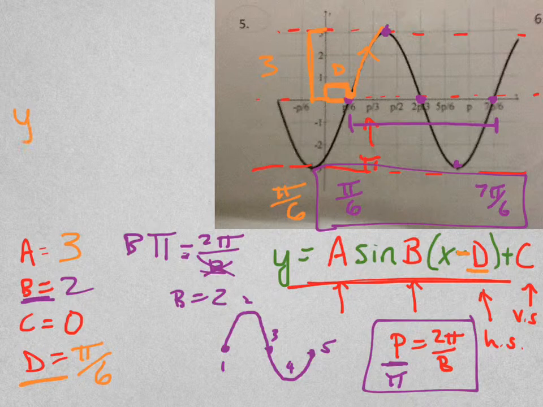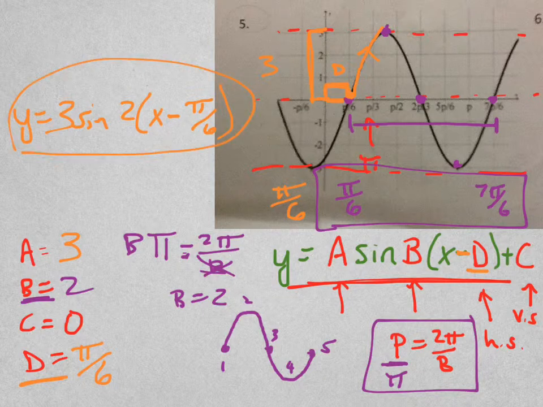Let's write out our equation. Y equals 3, that's A, sine of 2, which is B, times x minus pi over 6, which is D, and C is 0, so I don't write anything outside of there. There's your answer.